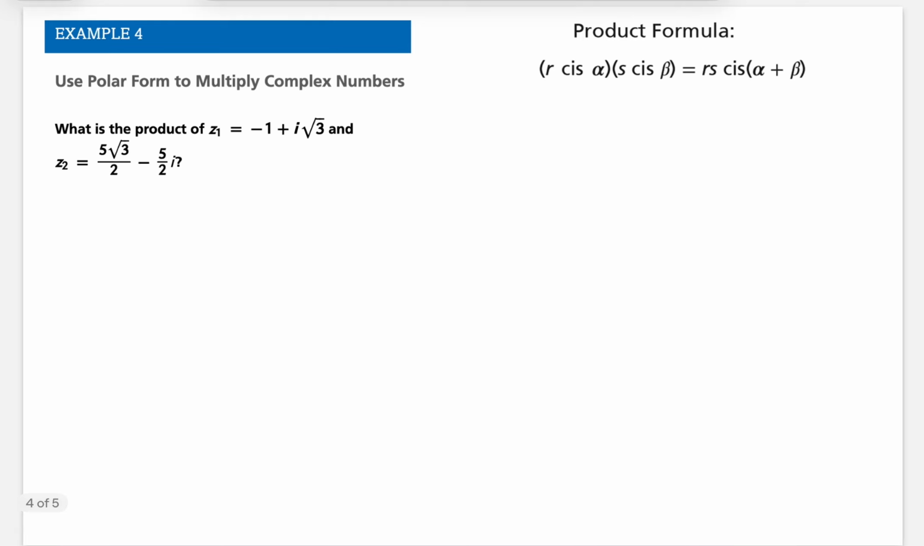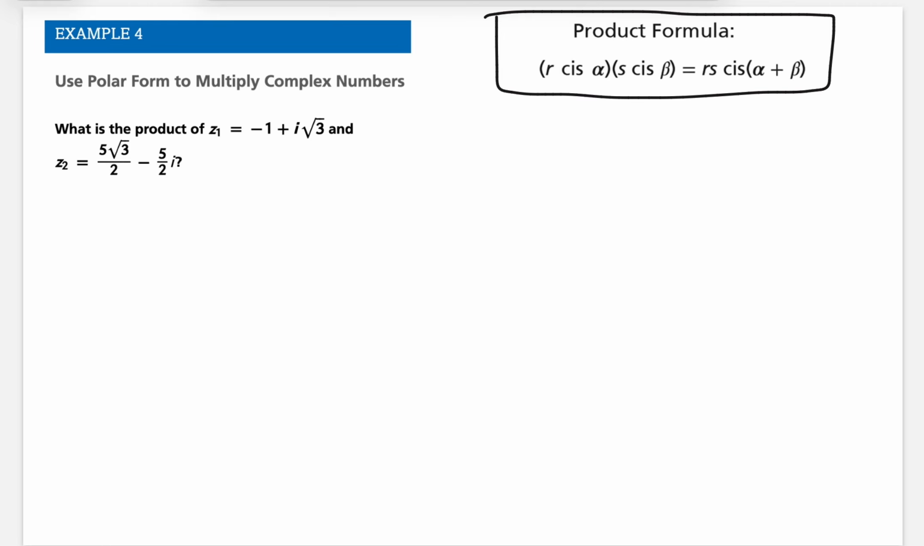Okay, our next example 4, is to multiply complex numbers. So in order to multiply complex numbers, we're going to use this formula up here. We need to put these both into polar form. So starting with Z1, we're going to find the r by taking the square root of negative 1 squared plus the square root of 3 squared. And that's going to give me the square root of 4, which is just 2.